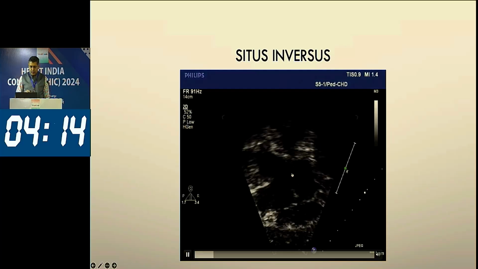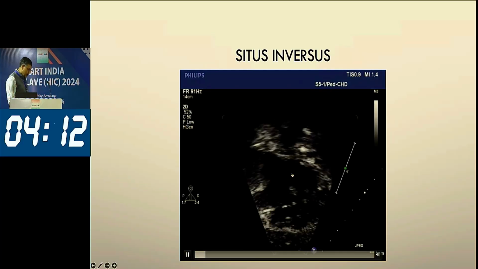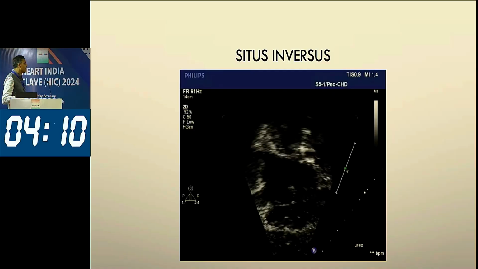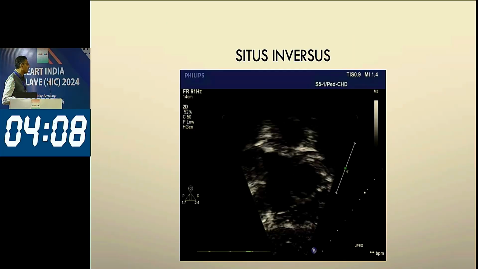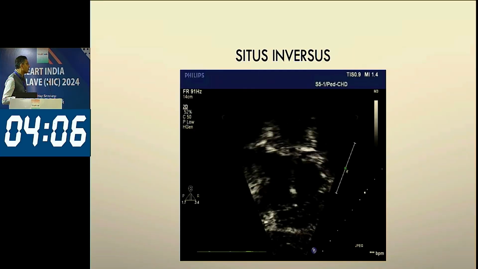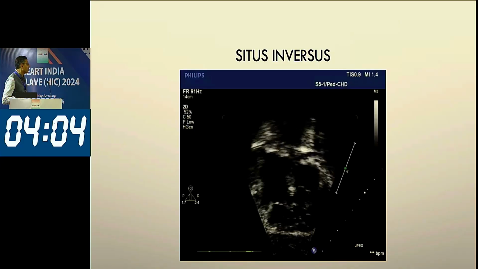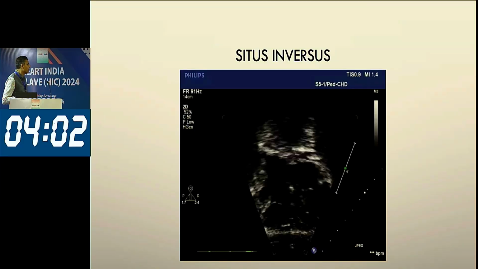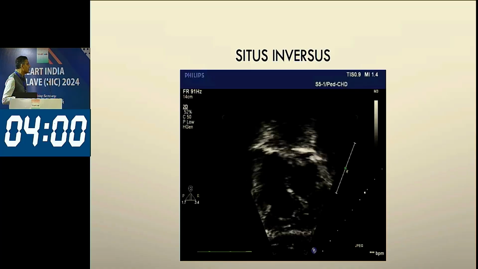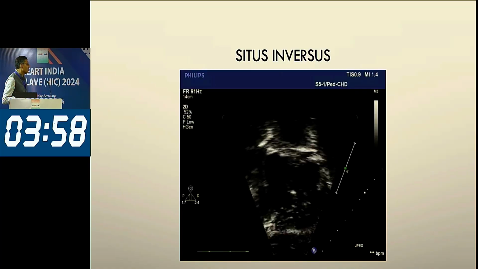So just as blood vessels are opposite in situs inversus, so are the atria. For those who can recognize, this is the left atrium, the morphological left atrium. You can see the attachment of pulmonary veins and you can see a part of the left atrial appendage, and this is more like a right atrium.